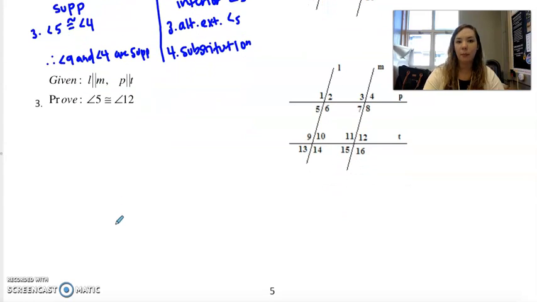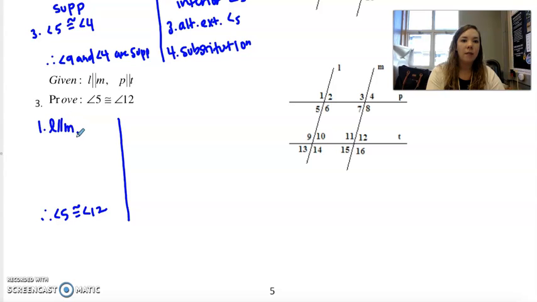So here's another example. Again, same two sets of lines are parallel for us. And this time they want us to prove that angle 5 is congruent to angle 12. So again, I want to start with my givens. L is parallel to M and P is parallel to T. That was given to us. And our goal is to show that 5 and 12 are the same.